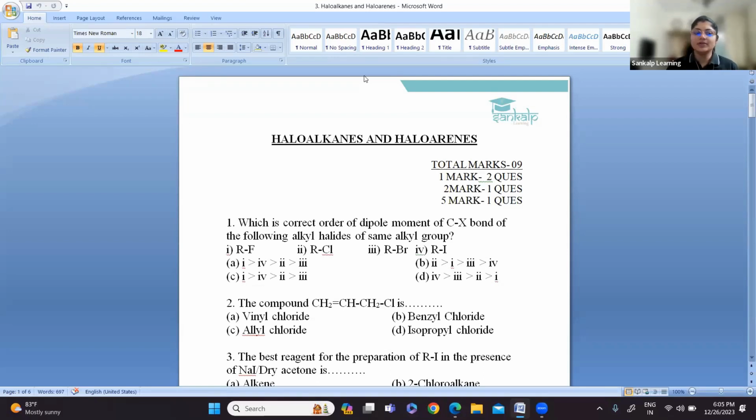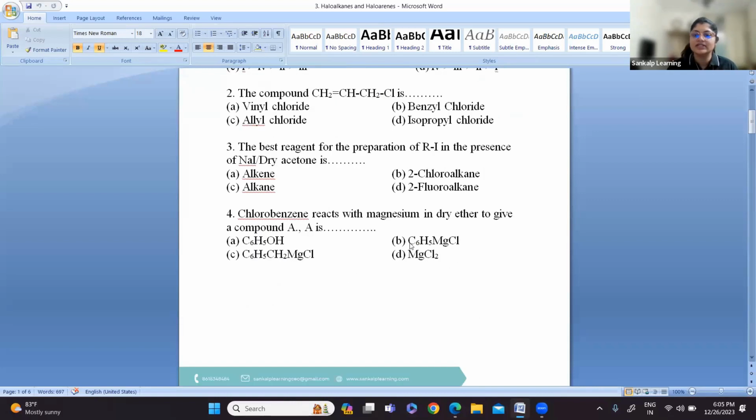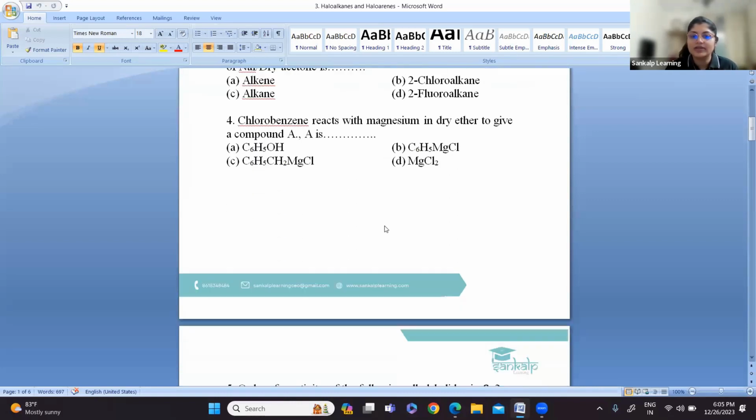So in the previous chapter, we started with haloalkanes and haloarenes. We have seen the MCQs, that is multiple choice questions, in the previous session. Yes, these were the questions which we discussed in our previous class.